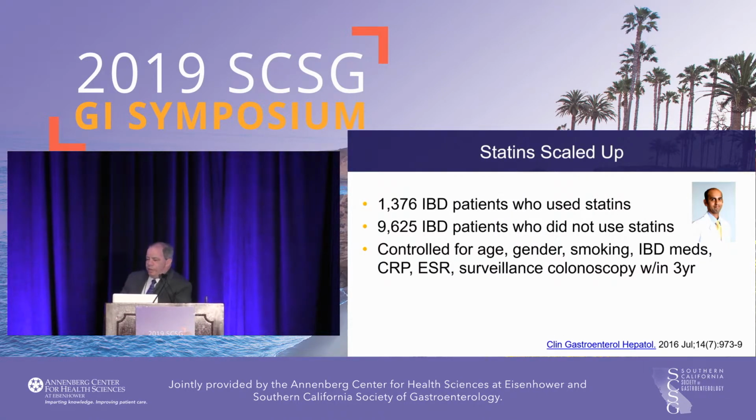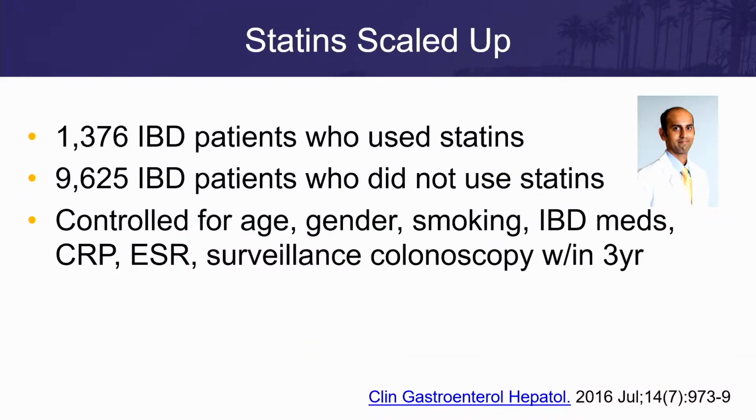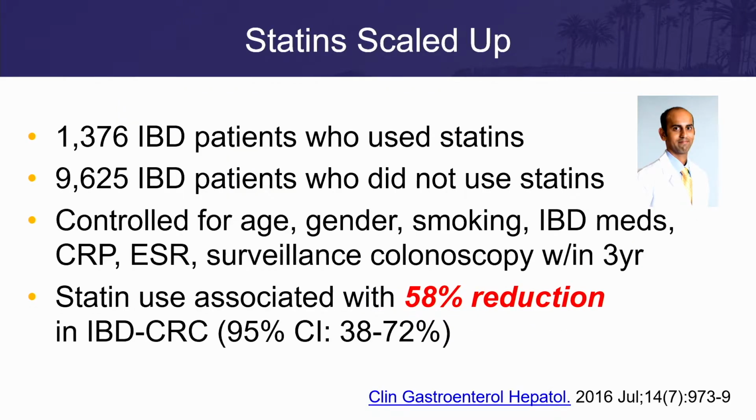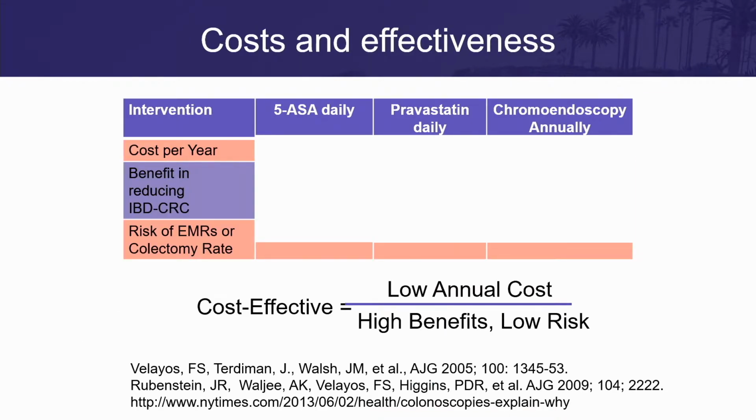This was scaled up by Ashwin Ananthakrishnan, who looked at 1,370 IBD patients who used statins, compared them to 9,000 plus who did not use statins, and controlled for usual risk factors for colorectal cancer, including surveillance colonoscopy in the last 3 years, and found that statin use was associated with a 58% reduction in IBD-CRC, which is pretty dramatic when we don't have any evidence that chromoendoscopy actually reduces colorectal cancer in IBD. So you have to think about cost and effectiveness.